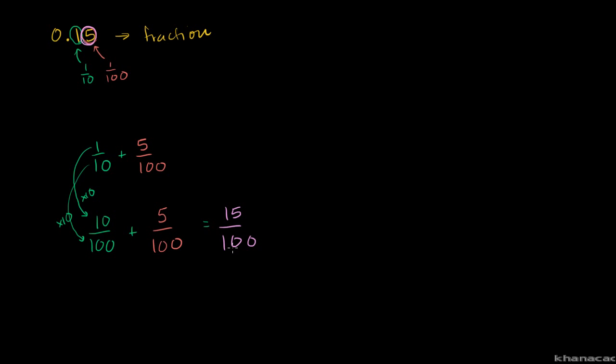15 hundredths. And now if I want to reduce this to lowest terms, we can. Both the numerator and the denominator are divisible by 5. So let's divide them both by 5. And so the numerator, 15 divided by 5, is 3. The denominator, 100 divided by 5, is 20. And that's about as simplified as we can get.